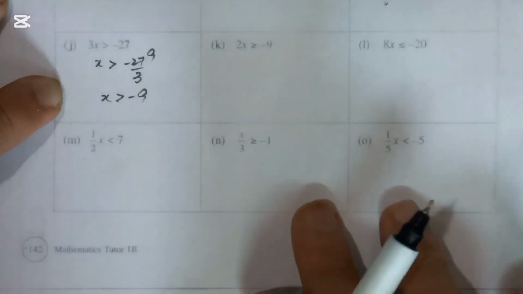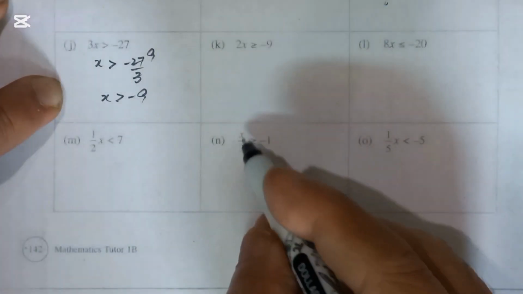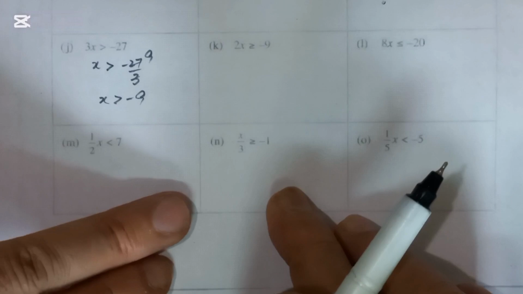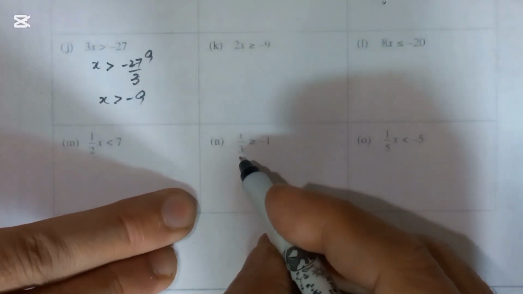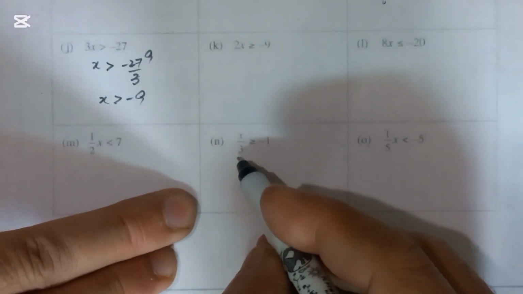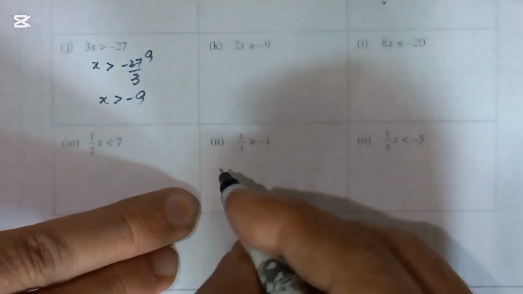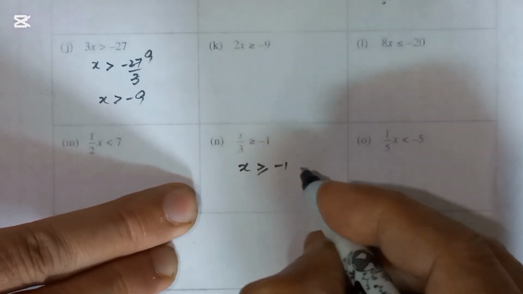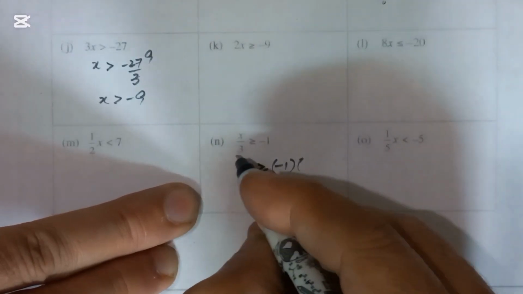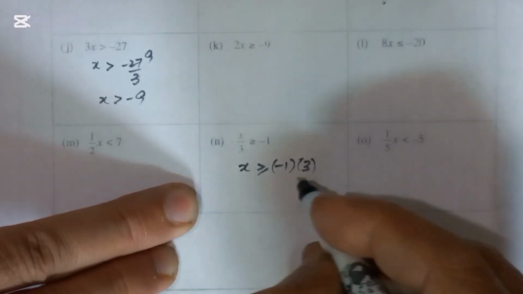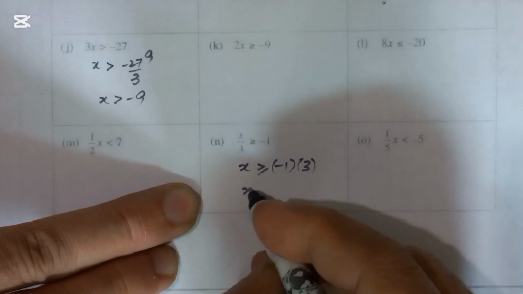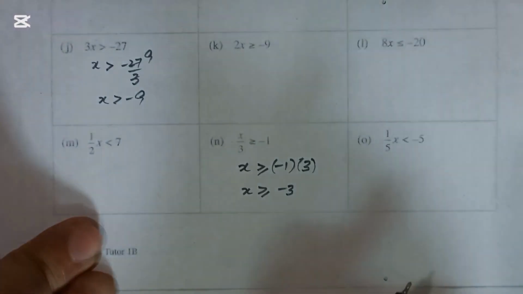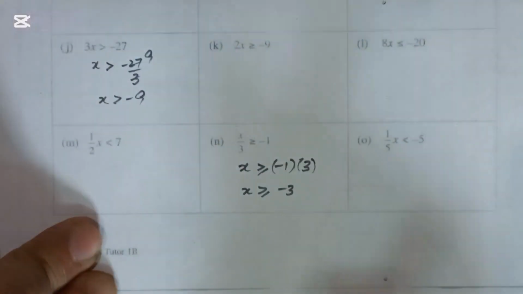Here are some questions involving fractions. For example, this is a question involving a fraction. This is again the same. -3 is in the denominator on the left side, so it will go to the numerator when it is shifted to the right side. So -1 will remain as it is, and 3 will be multiplied with -1. So x is greater than or equal to -3 is the answer. So these questions are the same.